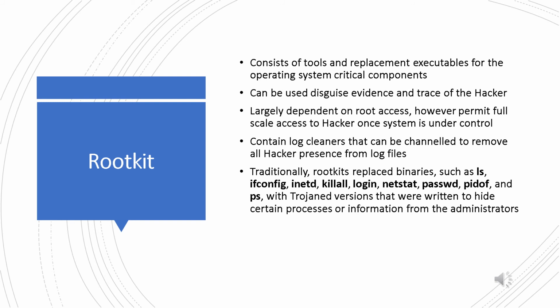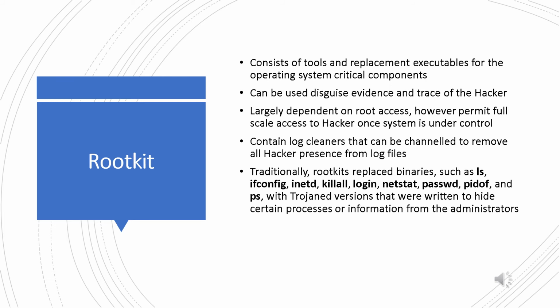Rootkit consists of tools and replacement executables for critical system components. It can be used to disguise evidence and traces of the hacker, largely dependent on root access. However, it permits full-scale access to the hacker once the system is under control. Rootkits contain log cleaners that can be used to remove all hacker presence from log files.